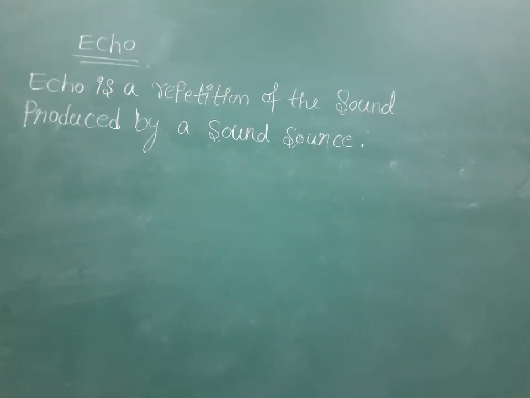Next concept is echo. Maybe, students, when you are listening to this video, you can hear my echo, because I'm recording this video in an empty classroom. So echo is a repetition of the sound produced by a sound source. For example, producing sound in a dome hall, in a well, or while standing against a wall. These are examples of echo. Echo is a repetition of the sound produced by a sound source.